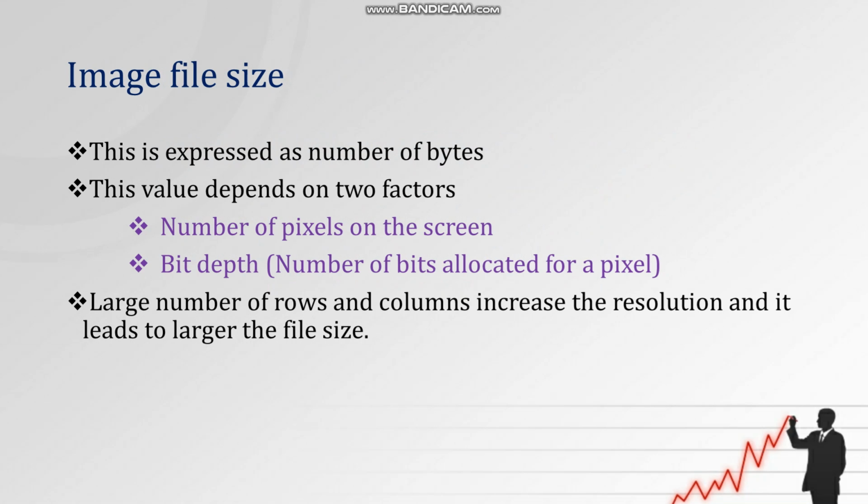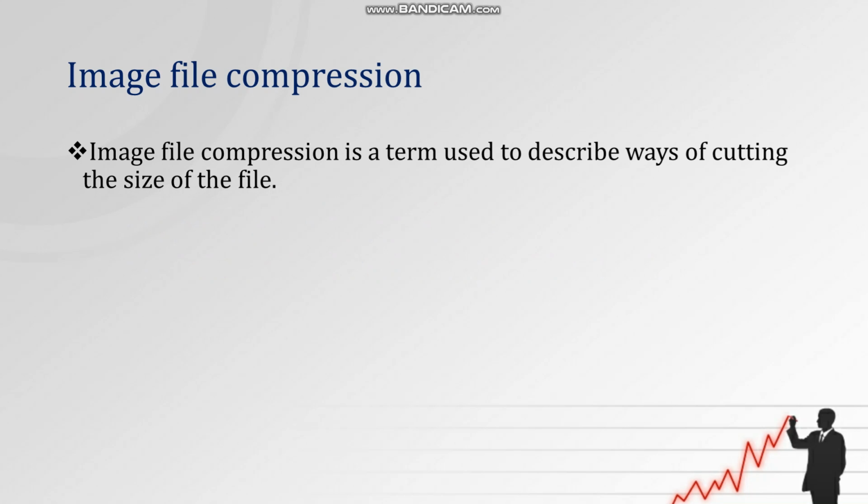Image file size is expressed as number of bytes. This value depends on two factors: the number of pixels on the screen, and the bit depth, the number of bits allocated for a pixel. A large number of rows and columns increases the resolution, and it leads to a larger file size.